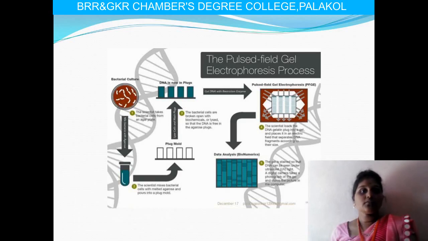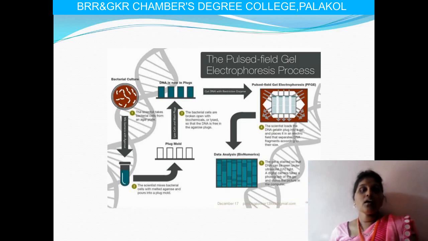So this is the process of pulsed field gel electrophoresis. First we have to take the bacterial culture. In that bacterial culture we can separate the fragments using agarose gel electrophoresis. Then the DNA is placed in plugs. These plugs are inserted into the pulsed field gel electrophoresis. Here the scientists load the DNA gelatin plug into a gel and apply the electrical field, which separates the DNA fragments according to their size.